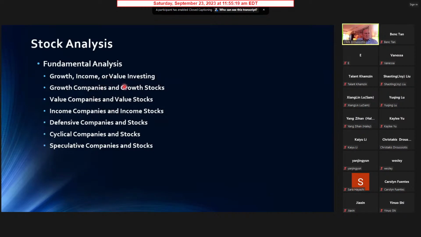So those are the growth companies or growth stocks. The value companies and value stocks I talked about. Income companies and income stocks. Defensive companies and stocks are companies that do well in a recession, like food, grocery companies, healthcare providers. Those are the companies that are all going to do okay in a recession.